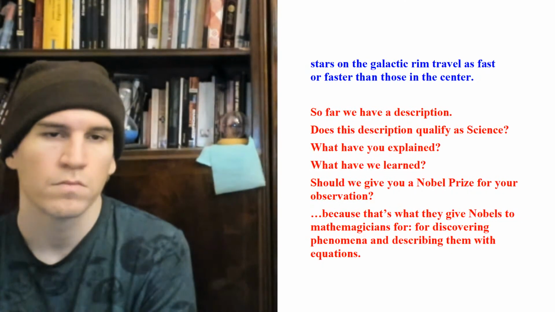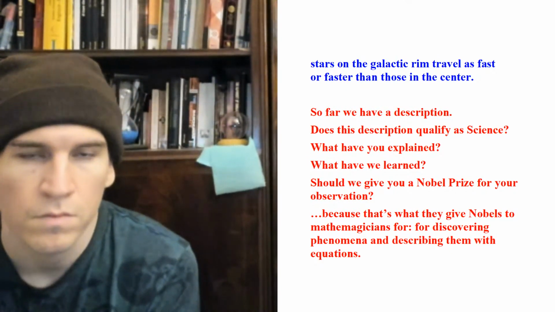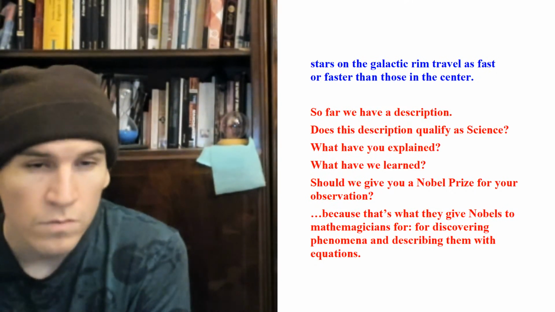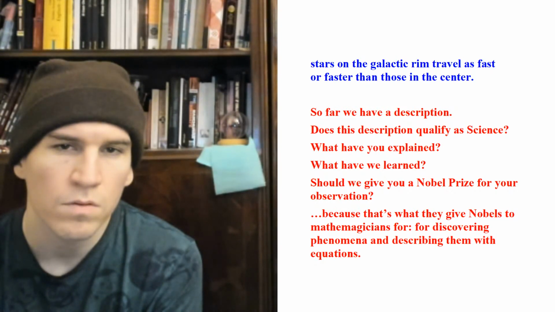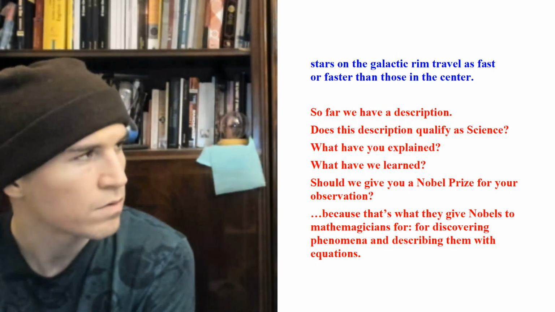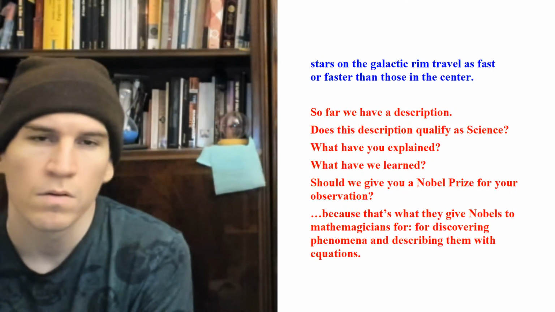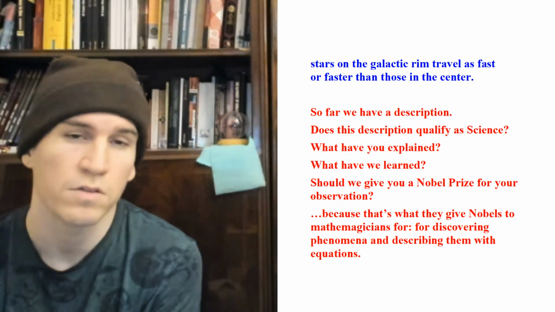Okay, and so here's another. Stars on the galactic rim travel as fast or faster than those in the center. So far, that's a description. So far, you haven't explained absolutely anything. Well, again, the context here is, is this science? Is observation science? The guy that says, I observed, he just stated an observation.